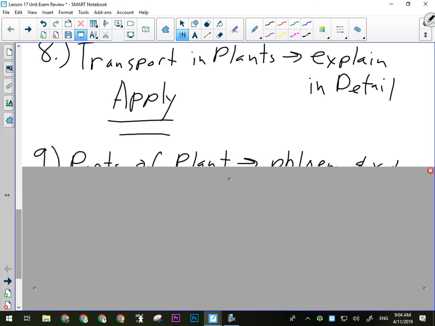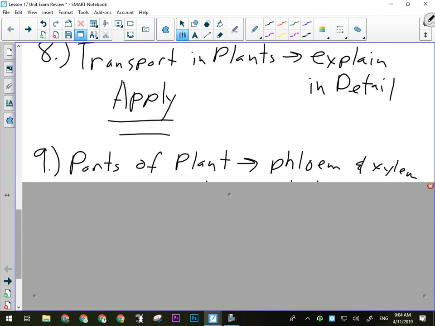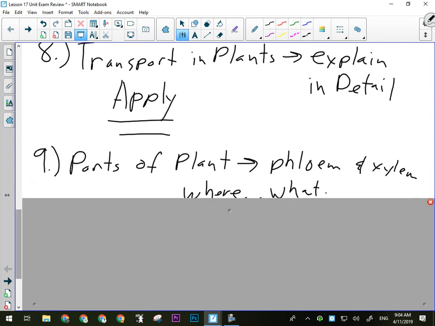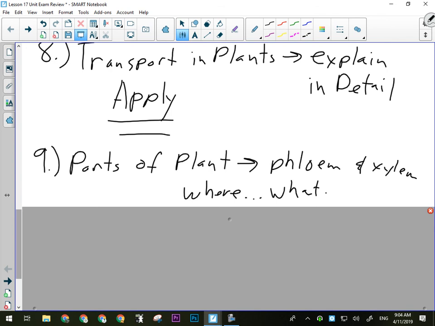And then we have parts of the plant. So know the phloem, know the xylem, know the stem, the roots, the leaves. Make sure you know what the role of everything is. The guard cells, the stomates, the spongy layer. You've got to know what all of those things do. Where are they? What do they transport? That's for phloem and xylem. Where would I find those?